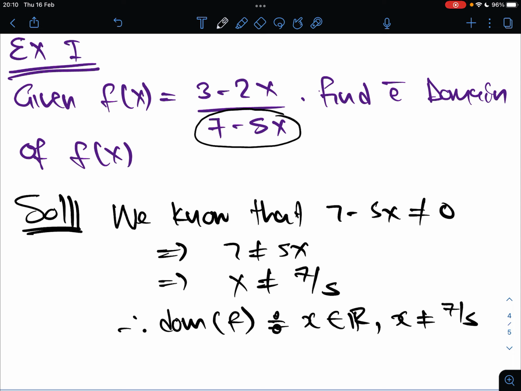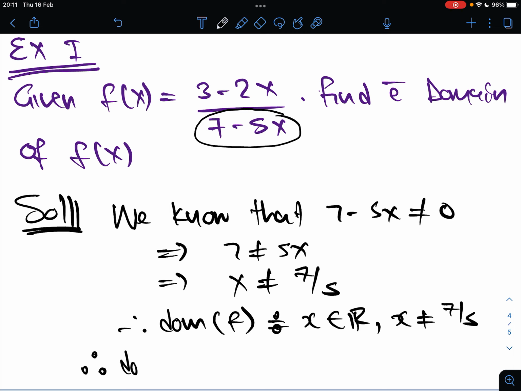But usually we don't prefer to write solutions this way. We usually prefer to write the solutions using the notation that we have introduced, which was the interval notation. But how can you write something like this using interval notation? You see that? You know that this function f takes every real number except 7 over 5. So how can we write this now using interval notation?